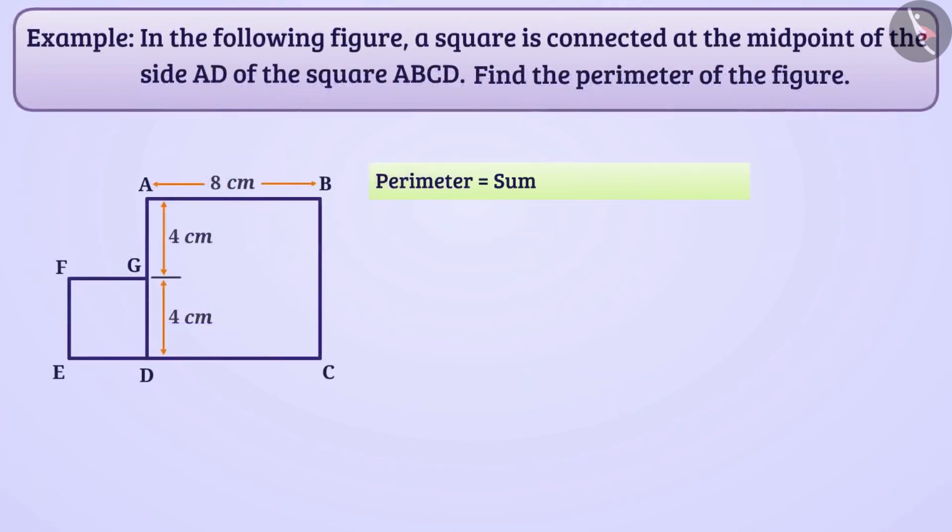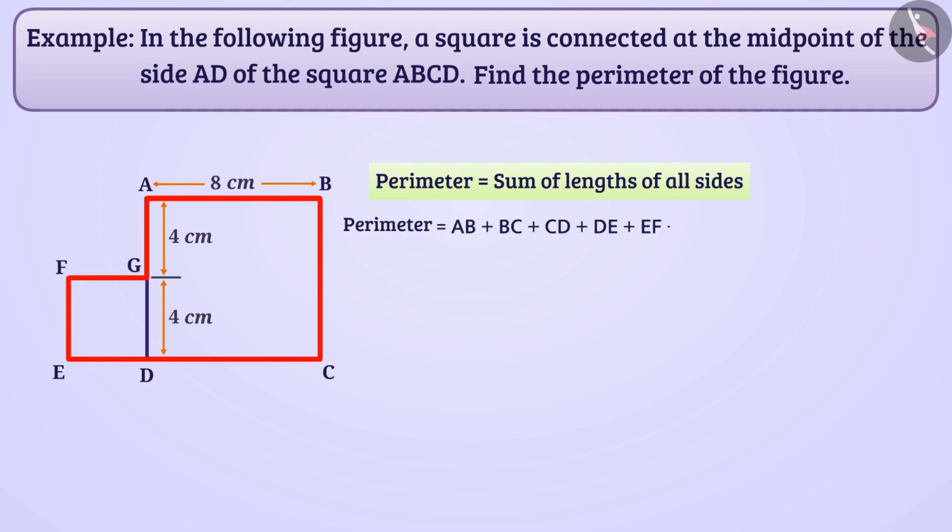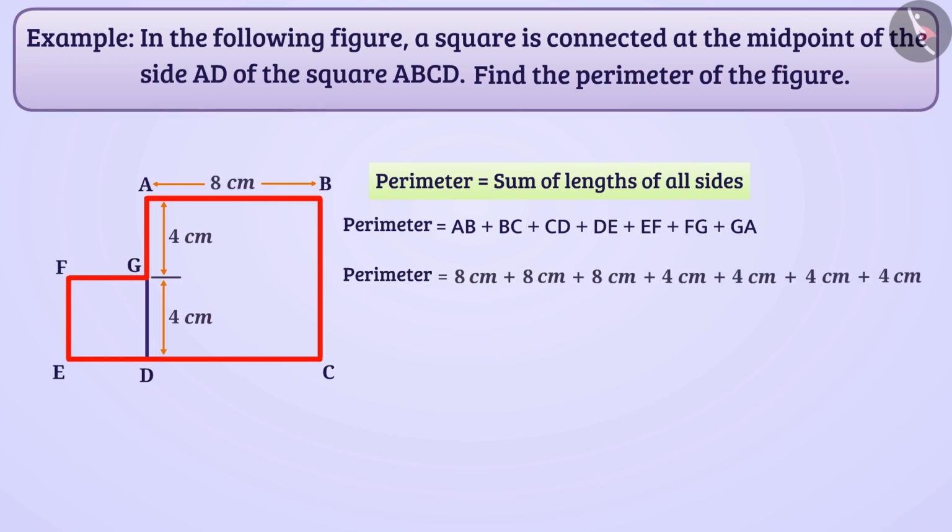Perimeter is equal to the sum of lengths of all sides. Therefore, we will add the lengths of all the sides of the figure to find the perimeter. Perimeter is equal to AB plus BC plus CD plus DE plus EF plus FG plus GA. Perimeter is equal to 8 cm plus 8 cm plus 8 cm plus 4 cm plus 4 cm plus 4 cm plus 4 cm. Thus, the perimeter of the figure shown is 40 cm.